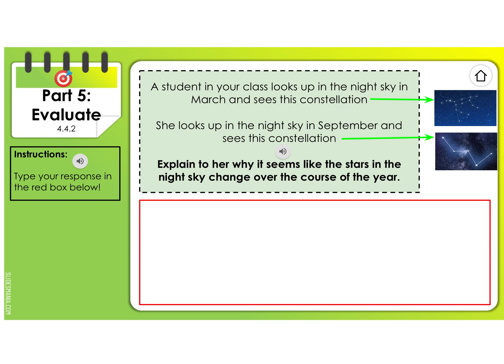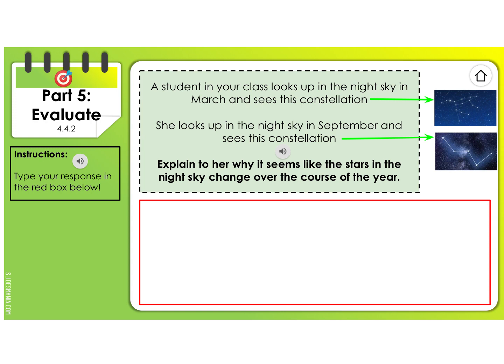And then she looks up in the night sky in September and sees this constellation. So your job is to explain to her why it seems like the stars in the night sky change over the course of the year. So what it's asking you to identify is, do the stars actually change? Or what actually is happening so that it appears that the stars are changing?